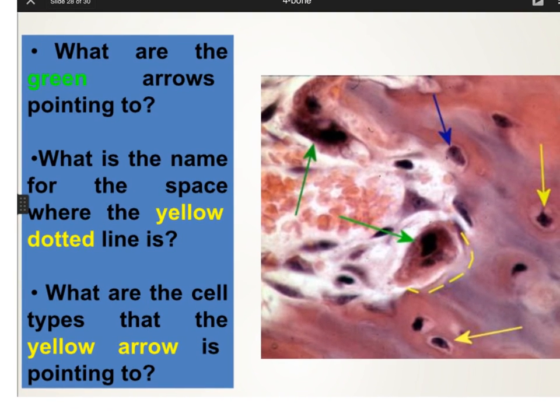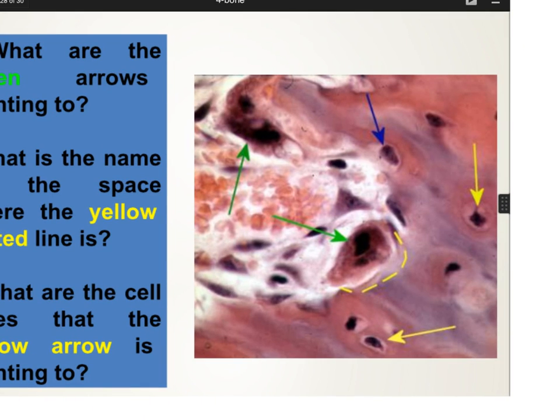What cell types is the yellow arrow pointing to? Here they are evident. This yellow arrow is pointing to this osteocyte present in the bony trabeculae. We have osteoblasts on the surface. We also have on the surface a large cell. This cell is different from that in two forms. This is small, this is large, this has a single nucleus, this has multiple nuclei, and this is basophilic, and this is acidophilic.